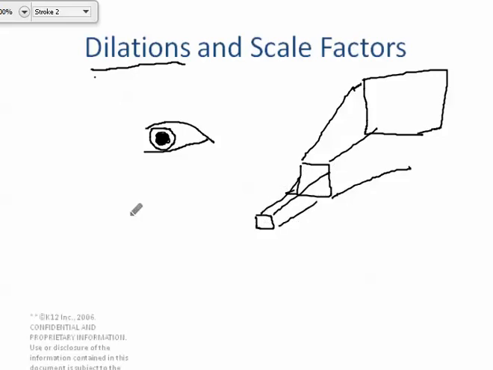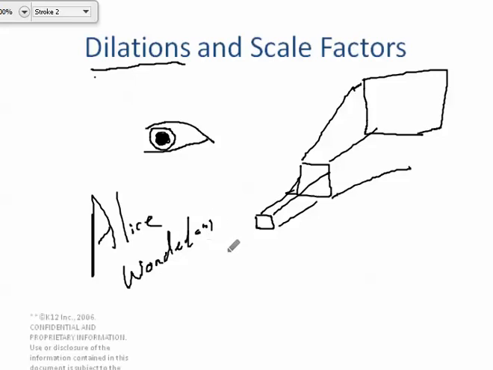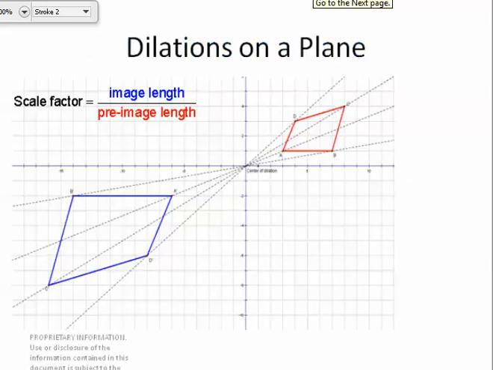The best example here is Alice in Wonderland. She had the green pill and she had the red pill. She had to choose between them to see which one she would do. She get bigger or she get smaller. She took them both, didn't she? She dilated. She dilated in both directions. That's what we're talking about here.